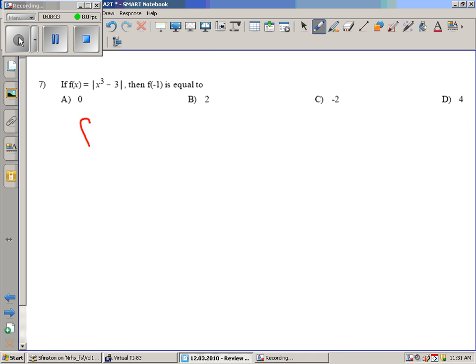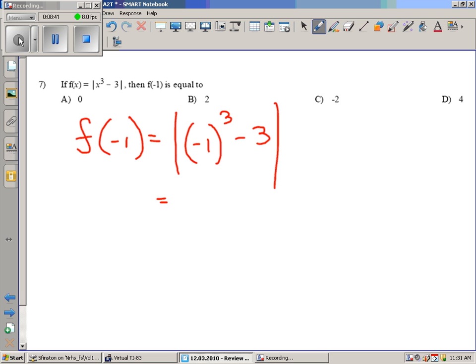Number 7. Lucky number 7. We're just going to plug in. That's all you do. Negative 1 cubed is negative 1. And negative 1 minus 3 is negative 4. What's the absolute value of negative 4? 4. Choice D.